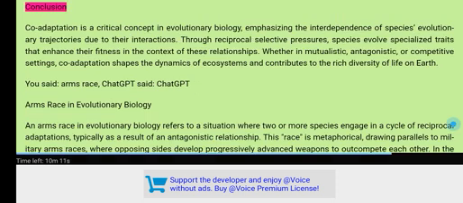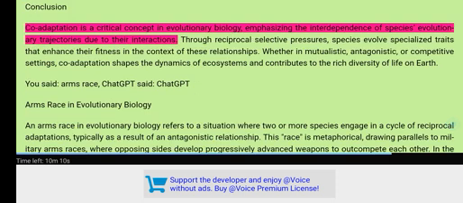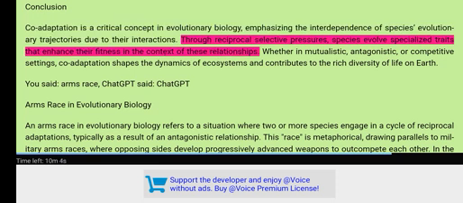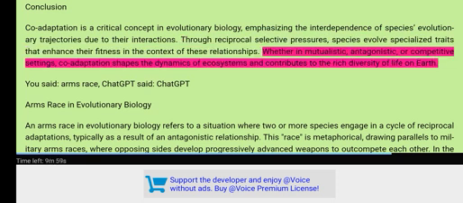Conclusion. Co-adaptation is a critical concept in evolutionary biology, emphasizing the interdependence of species' evolutionary trajectories due to their interactions. Through reciprocal selective pressures, species evolve specialized traits that enhance their fitness in the context of these relationships. Whether in mutualistic, antagonistic, or competitive settings, co-adaptation shapes the dynamics of ecosystems and contributes to the rich diversity of life on Earth.